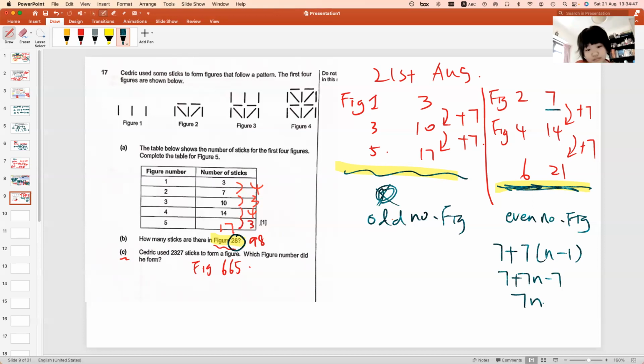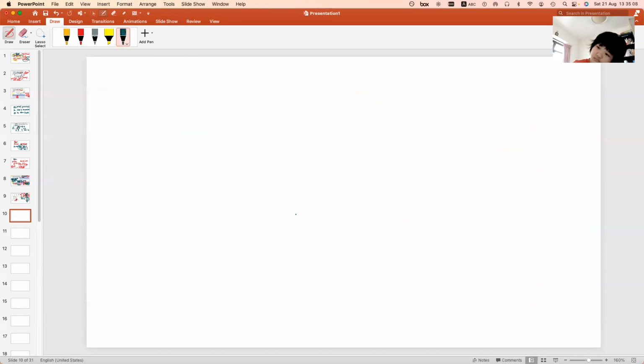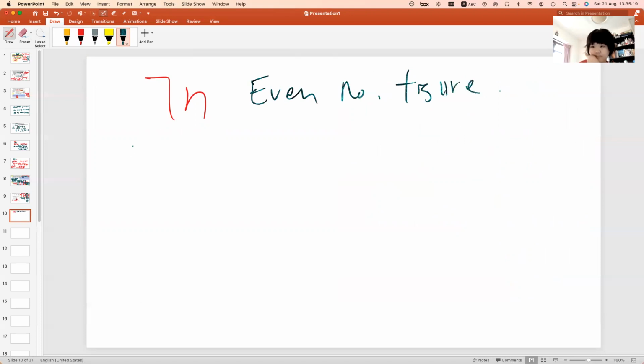Okay, the question I ask myself is, this is the first even, right? So this is the second even, then this is the third even. So my job next is, I'm going to make use of this. The formula is 7n, for the even number figure. So like I say, the first even is 7. The second even is 14. The third even is 21.